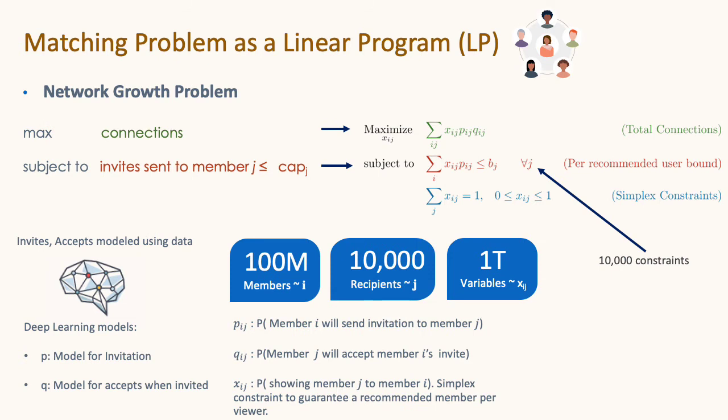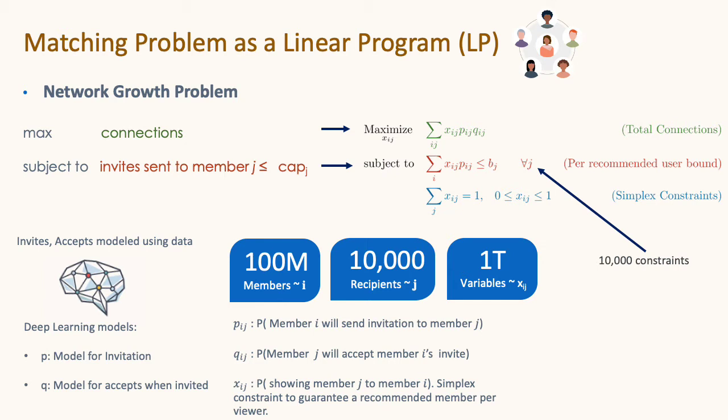In a very similar way, we can also transition the matching problem to an LP. For the sake of time, I only want to highlight the differences. The supervised ML models here predict the invitation and acceptance probability. For example, model P represents the probability that member I will send an invitation to member J, and model Q represents the probability that member J will accept member I's invite.